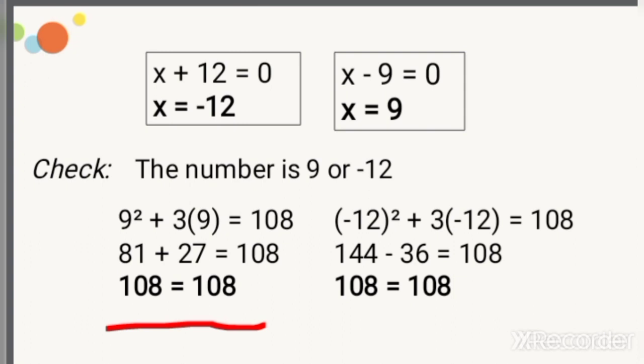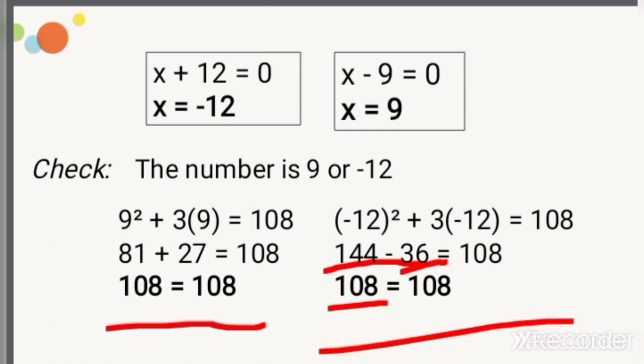For negative 12, we have negative 12 squared plus 3 times negative 12 equals 108. Negative 12 times negative 12 equals 144, and 3 times negative 12 is negative 36. So 144 minus 36 equals 108. So this is correct.